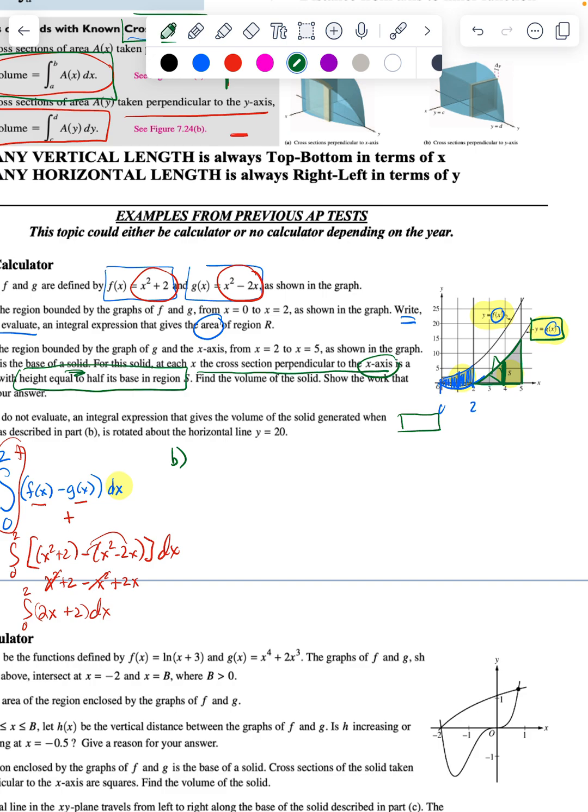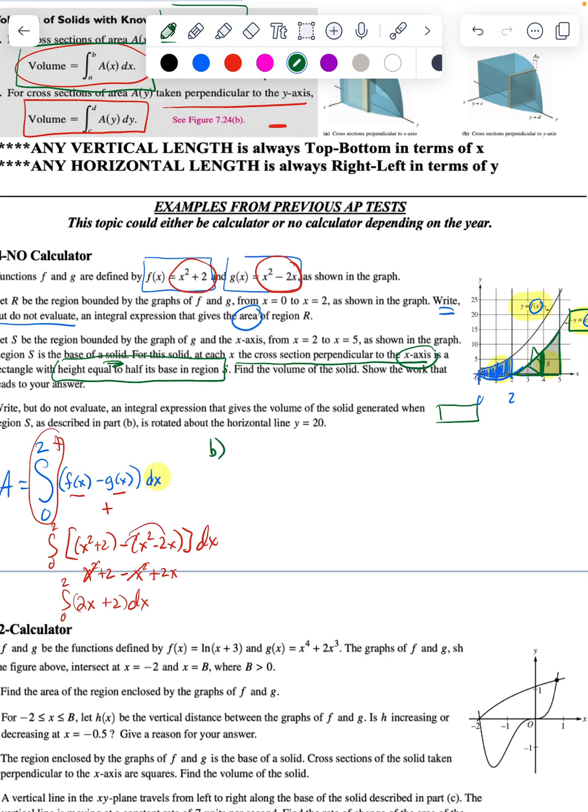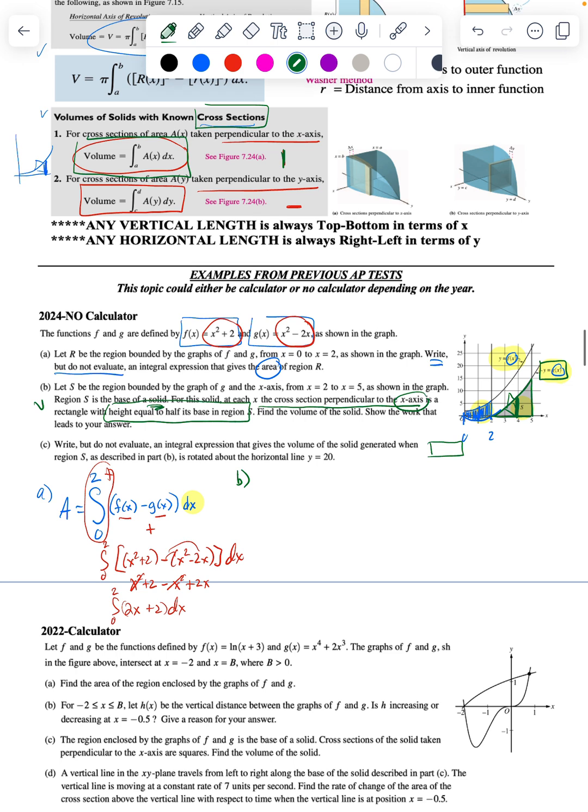So what is the base of that? Well, the base of that is going to be the space between this function and the x-axis, which is actually just the function's value. So I am going from here to here, which is 2 to 5. I am finding a volume, so I'm going to write that out. Okay, if I was doing this rectangle, this down here would be the function's value, and the side would be half of the function's value, if that makes sense, because it says it's half as tall as it is wide.